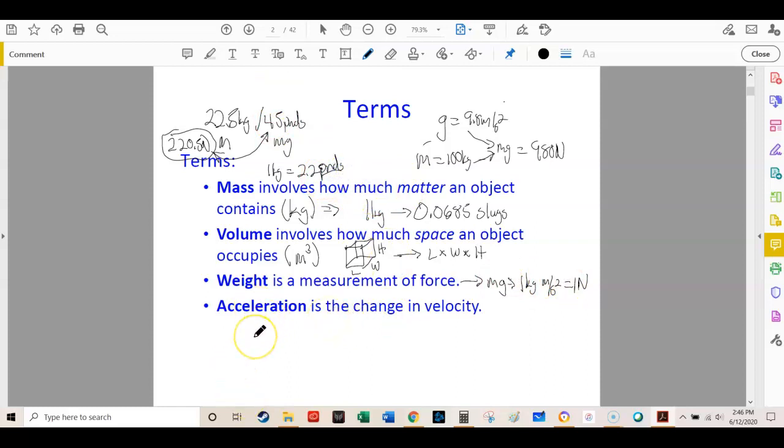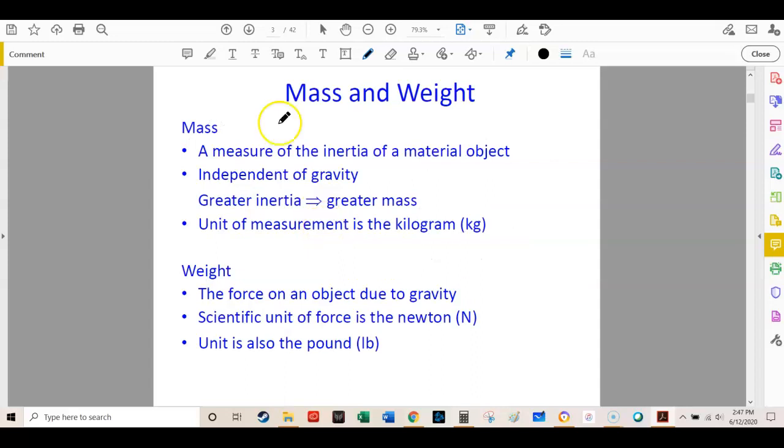Acceleration, again, we've studied, is your change in velocity, and that is measured in meters per second squared. Okay? So those are the basic terms that we're going to be talking about: mass, volume, weight, and acceleration. So there is a relationship, though, to go a little bit deeper into mass and weight. Again, we're going to be dealing with mass in kilograms and weight in newtons.